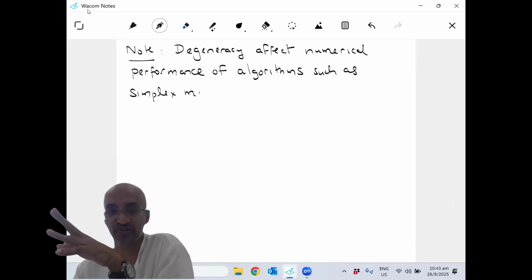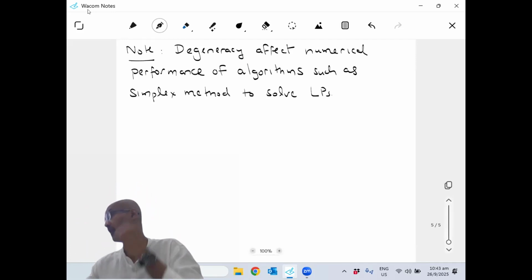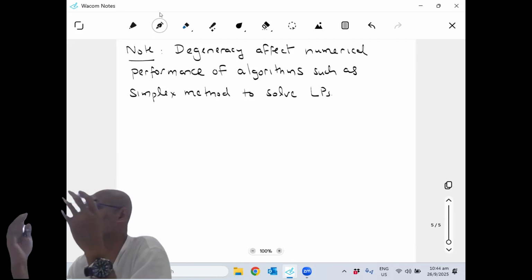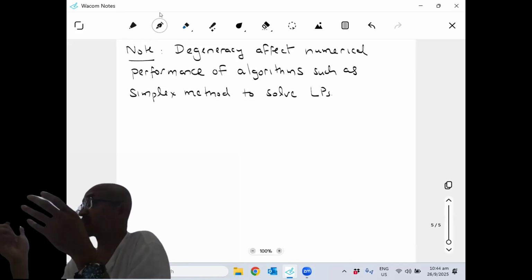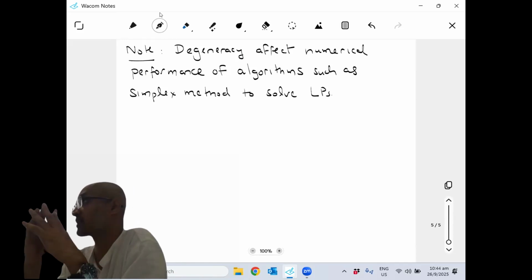We have not seen the simplex method as yet to solve LPs, so we'll have to deal with this and think about this when we develop algorithms. Okay, how does it affect it? We'll see next time. But you can have this issue of what is called cycling. We'll come back to that later in the simplex method.